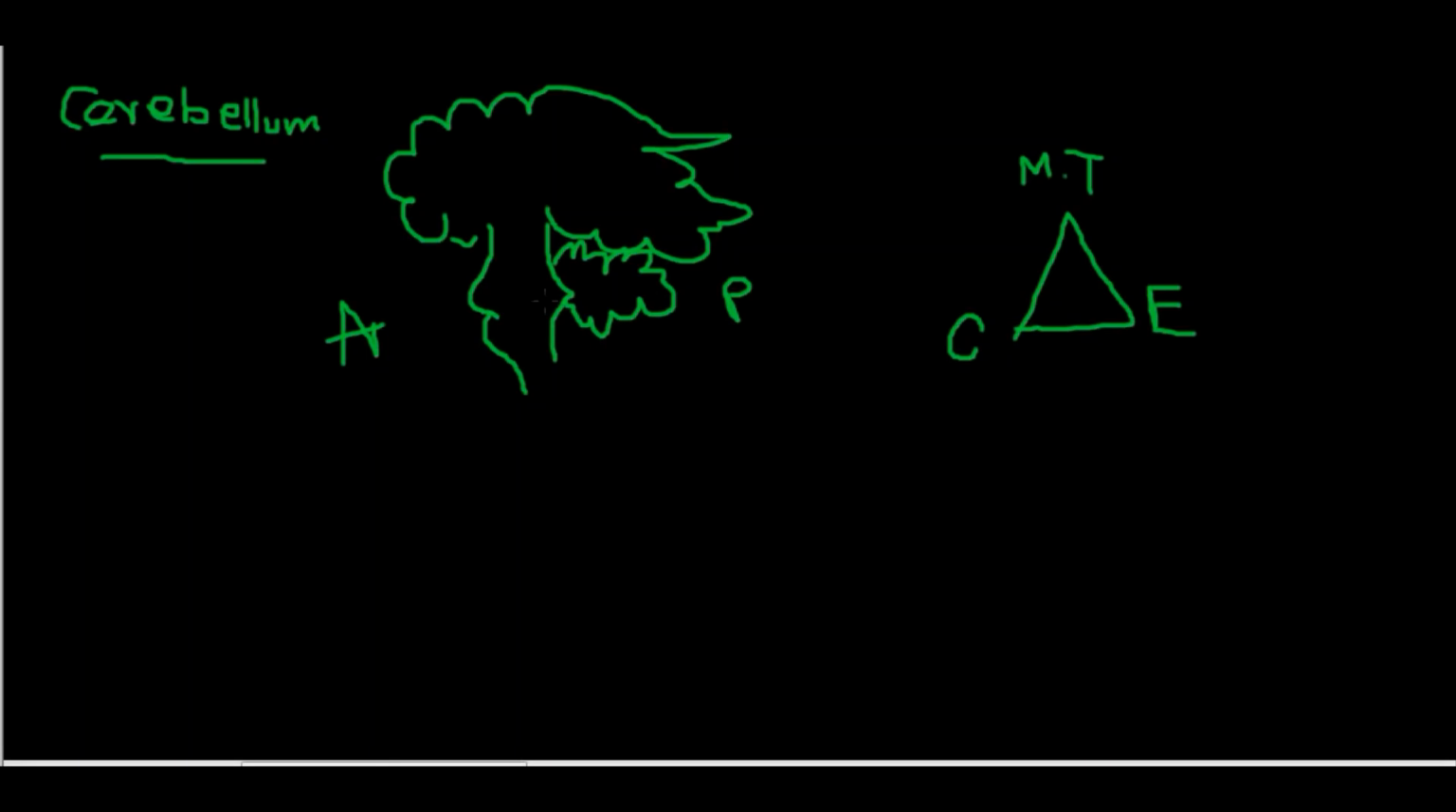Also, we need to know that the cerebellum is connected to the brainstem, namely the midbrain, pons, and medulla oblongata, by nerve tracts or bundles of nerve fibers known as the peduncles. There are three peduncles: superior, middle, and inferior. The superior cerebellar peduncle connects the cerebellum to the midbrain. The middle one connects it to the pons, and the inferior one connects it to the medulla oblongata. These are bundles of nerve fibers or tracts.